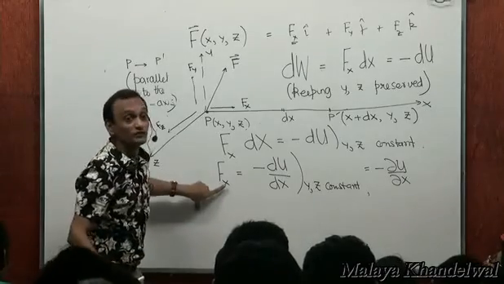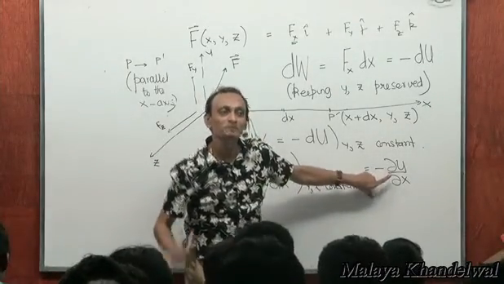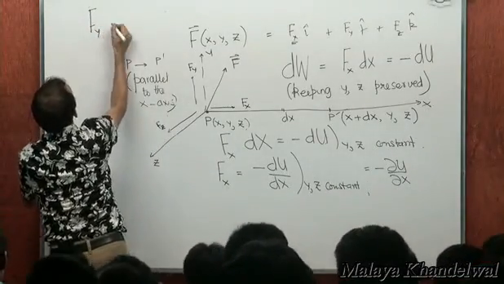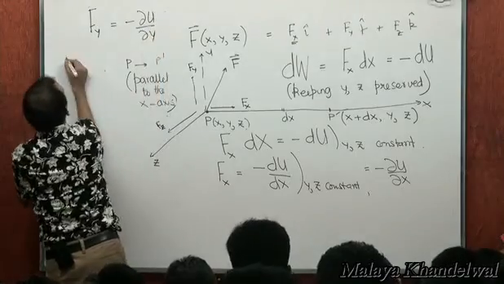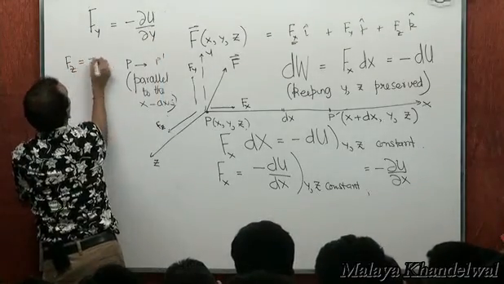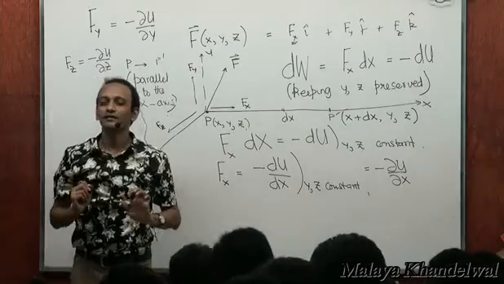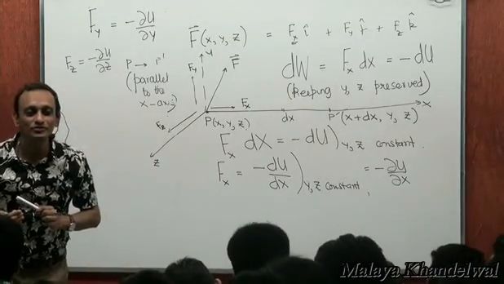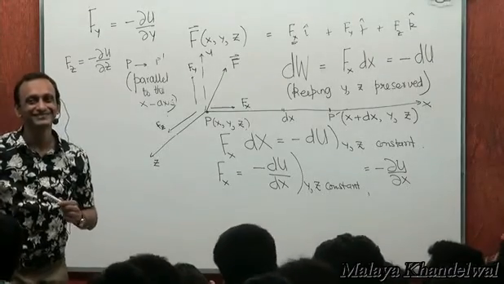So the x component of the force is minus ∂u/∂x. Similarly, in exactly the same way, you will get the y component of the force as minus ∂u/∂y, and the z component of the force as minus ∂u/∂z. Yes or no? Has it gone through you? Has most of it gone through you? Yes? Through most of you?